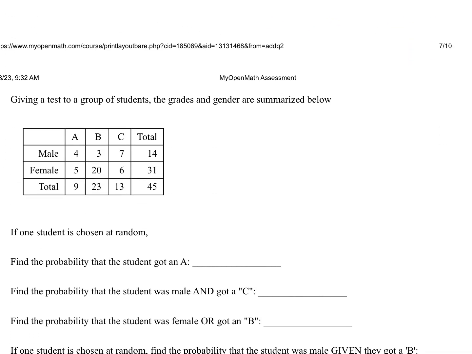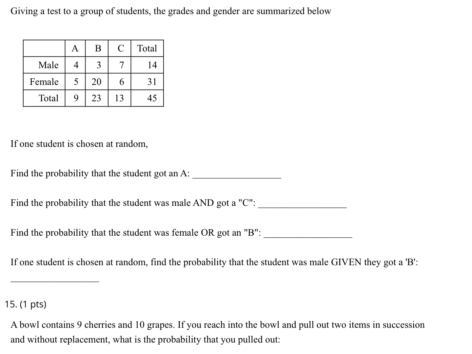Number 14, giving a test to a group of students, the grades and gender are summarized below. If one student is chosen at random, find the probability that the student got an A. Okay, so let's see. How many got A's? 9 got A's out of 45 students. So that would be 9 out of 45. It doesn't say if they want a decimal or a fraction, so if they want a fraction, 9 over 45. If they want a decimal, 0.2.